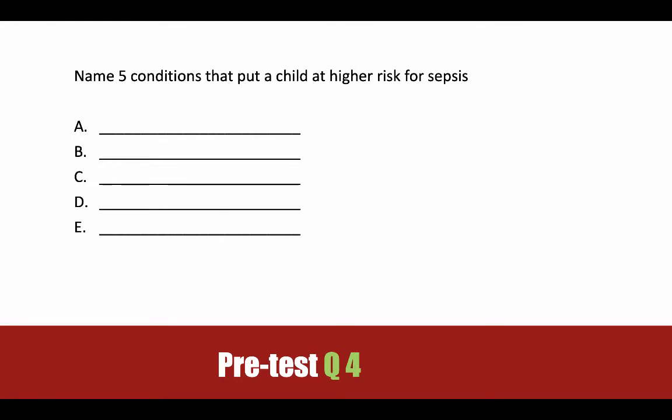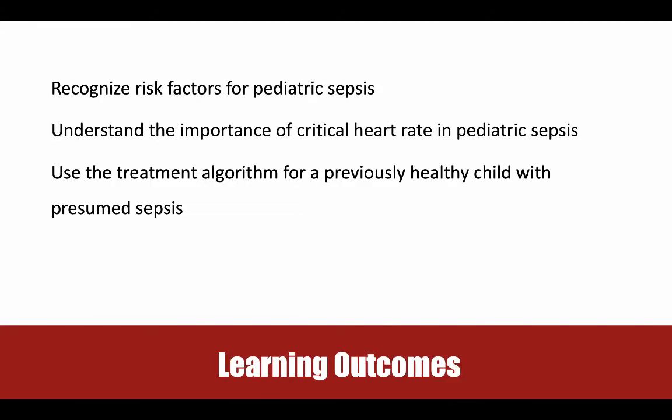One of the most important parts is understanding who is at higher risk for sepsis. And so I'm going to give you a couple of minutes to think about 5 underlying conditions that would put a child at higher risk for sepsis. And these are the learning outcomes that we talked about at the beginning of the presentation.